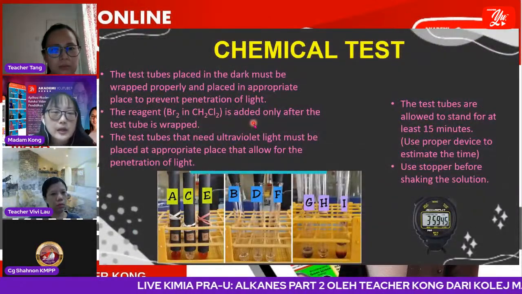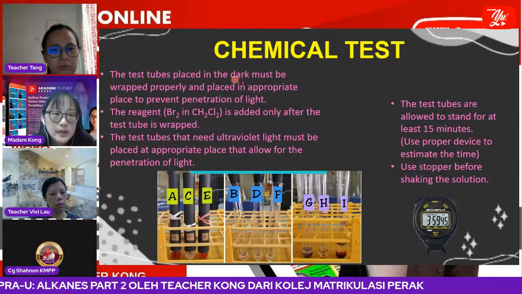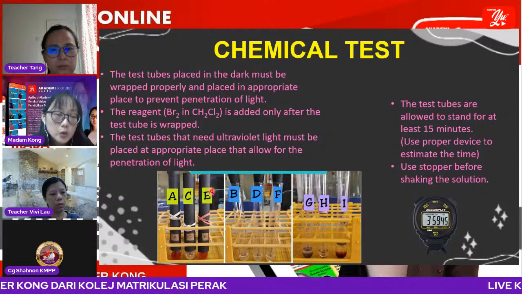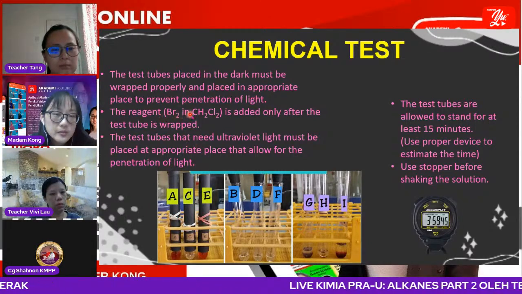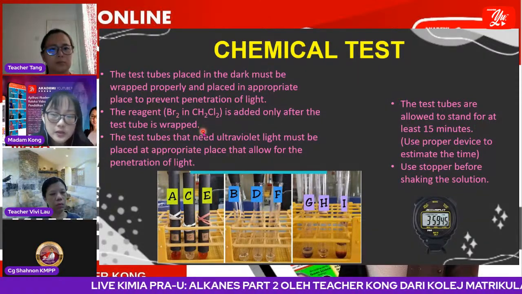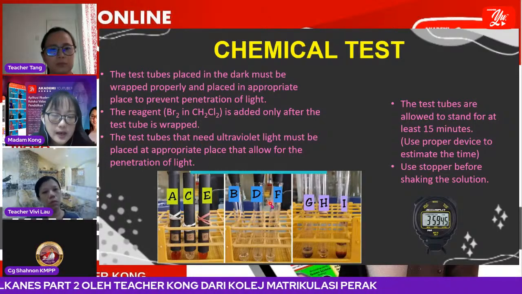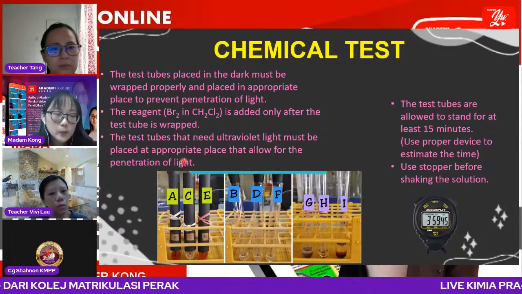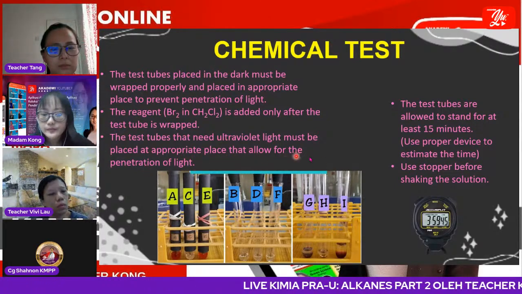Okay, after you prepare everything, so these are the chemical tests. Make sure the test tube is placed in the dark. This is the ACE in the dark, right? Must wrap with sugar paper to prevent penetration of the light. Then the reagent, bromine in dichloromethane, is added only after the test tube is wrapped, as I explained just now. Then for BDF, make sure you need ultraviolet light, means sunlight. So you have to place them at an appropriate place to allow for the penetration of light.